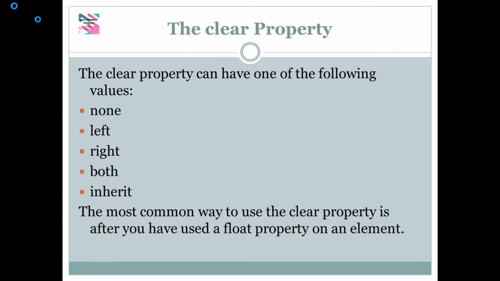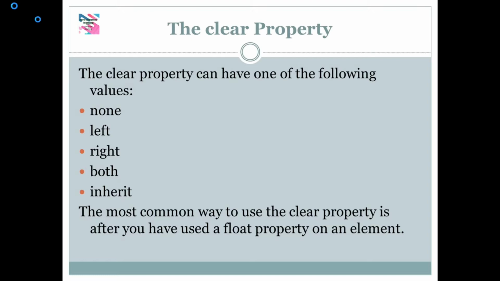None allows floating elements on both sides. This is the default. Left: no floating element allowed on the left side. Right: no floating element allowed on the right side. Both: no floating elements allowed on either the left or the right side. Next, inherit: the element inherits the clear value of its parent.